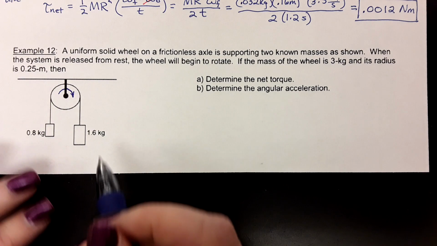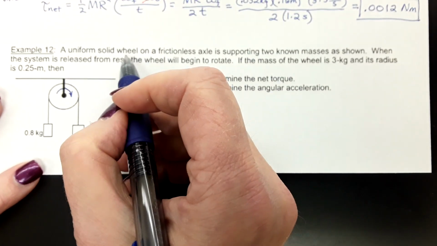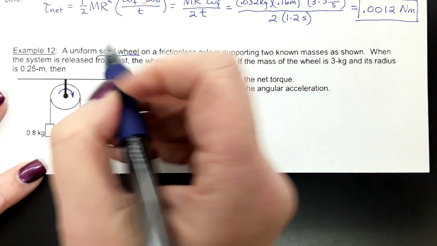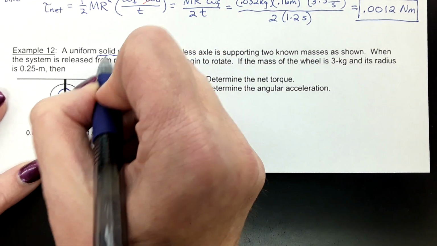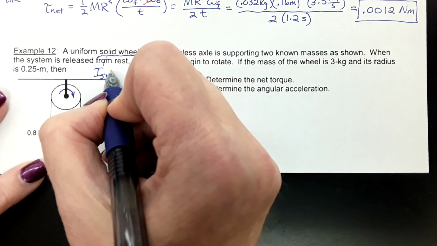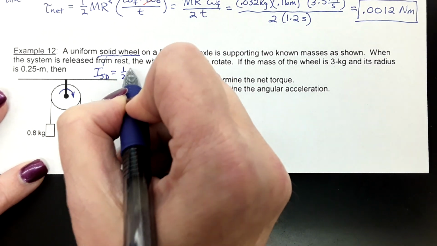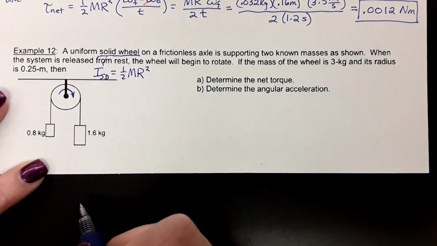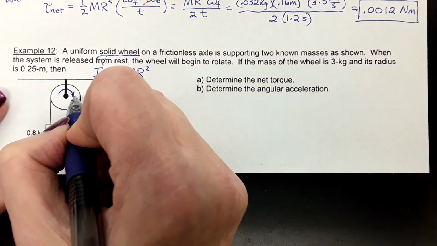So let's see what we have here. We have a uniform solid wheel or solid disk. So knowing that, we know that the moment of inertia is going to be that of a solid disk, just like it was above. So we're going to use 1/2 the mass of the disk times r squared. The radius of the disk is given.